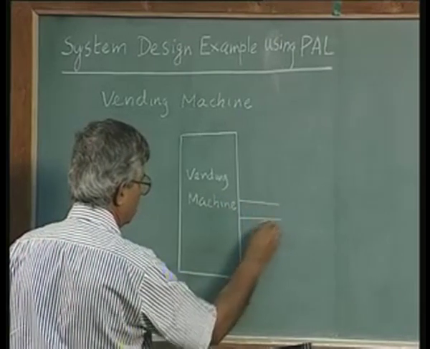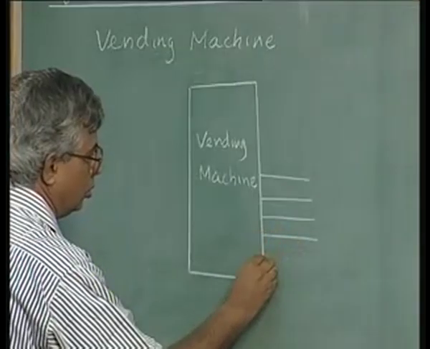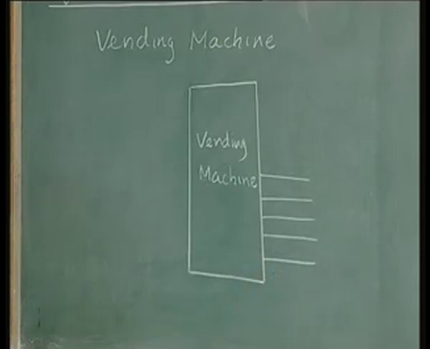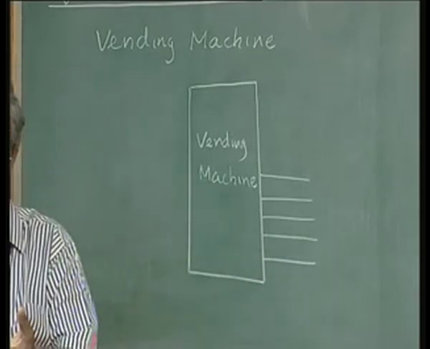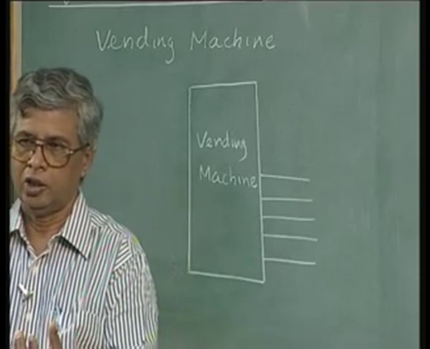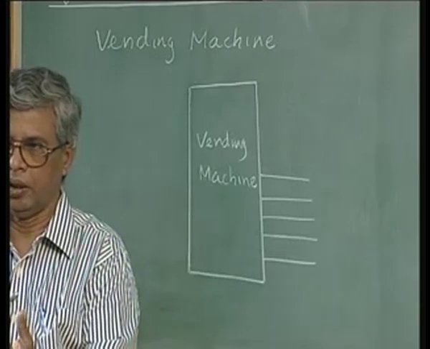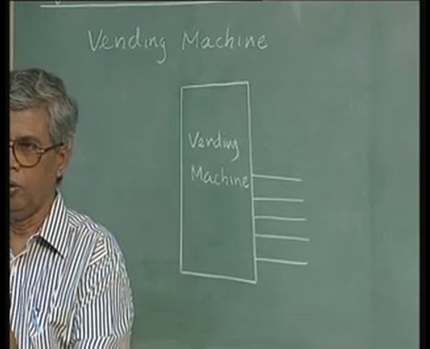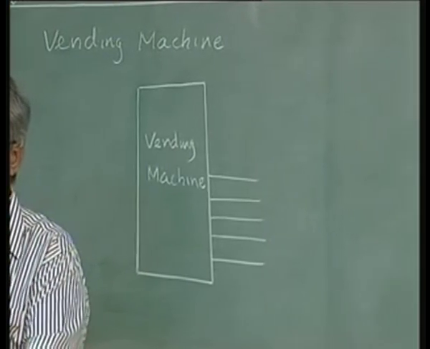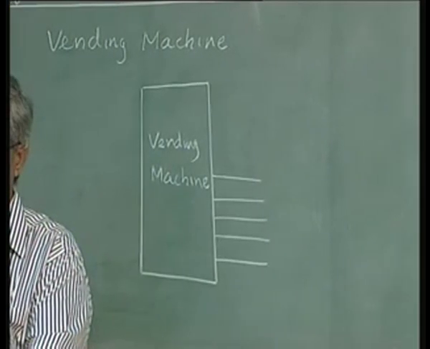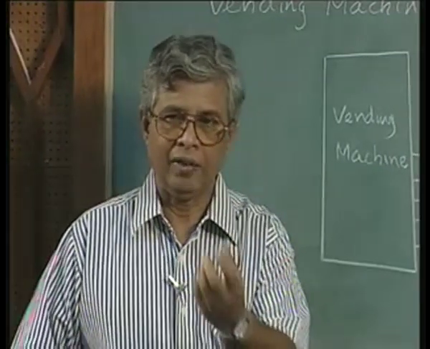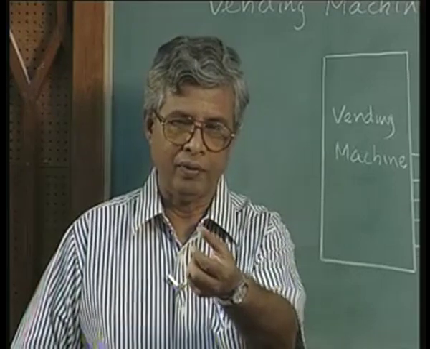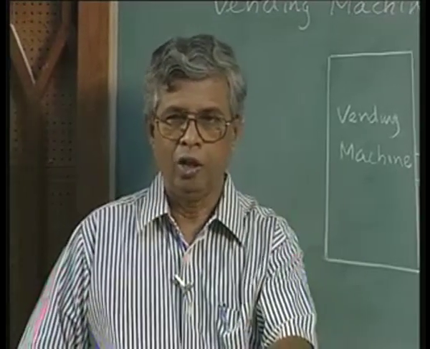So, this is output. Each of these outputs will drive the... See, you know how these things are done. There will be a sort of mechanical device which holds the item to be dispensed. Some sort of a relay has to operate and release the mechanical device, so that one item will fall into a tray and you pick it up from the tray.